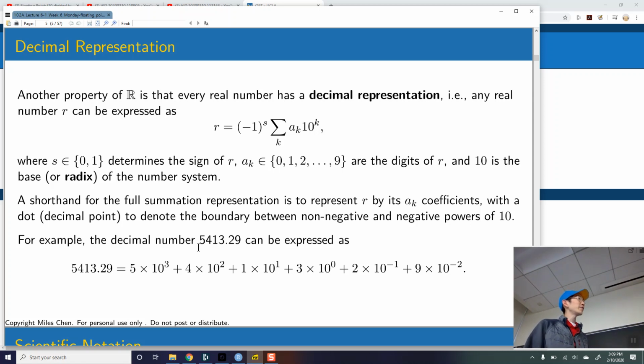So the number 5,413.29 we can think of as 5 times 10 to the third, plus 4 times 10 to the 2, 400, plus 1 times 10, so that's plus 10, plus 3 times 10 to the 0, so 3 times 1, or 3, plus 2 times 10 to the negative 1, so 2 tenths, plus 9 times 10 to the negative 2, 9 hundredths, and that gives us 5,413 and 29 hundredths.